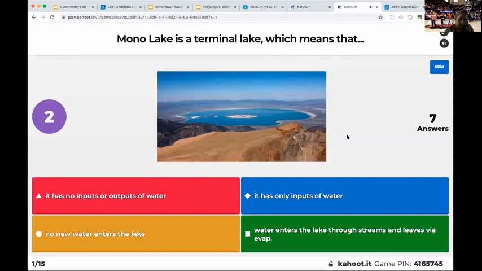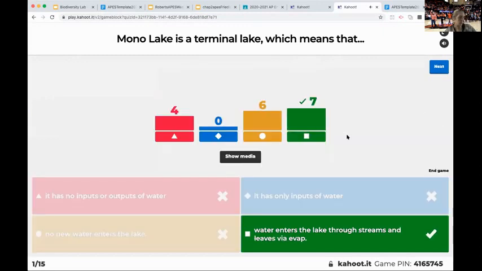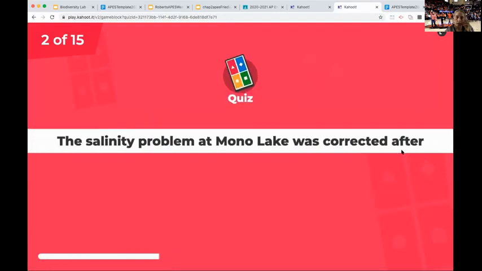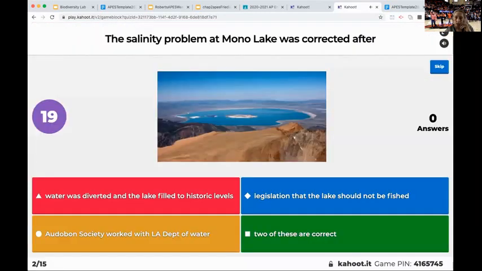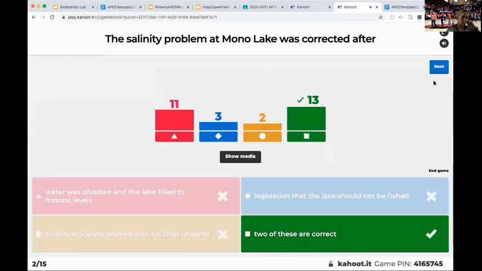So this is on your first case study. Oh, Mason got let somebody in. So make sure you look up the word terminal lake and reread that section on Mono Lake. Still on the start screen. The salinity problem at Mono Lake was corrected after. Yes, 2 of them.